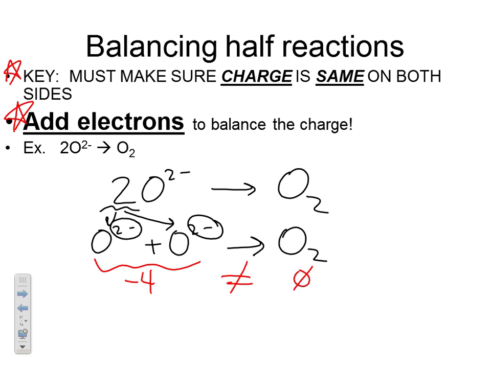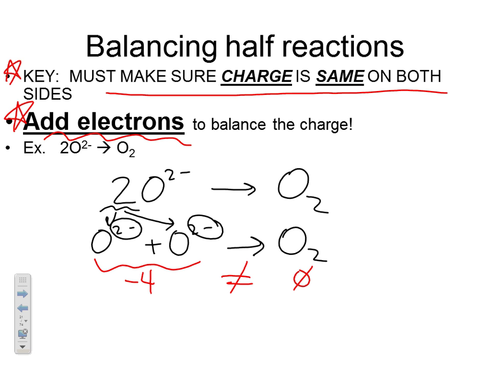That's not the same. And we have to make sure that charge is the same on both sides, otherwise we don't have a balanced half reaction. So what are we allowed to do? We're allowed to add electrons. Well, hopefully you can see that in this case we want to add 4 electrons because we have -4 on one side and we have 0 on the other.